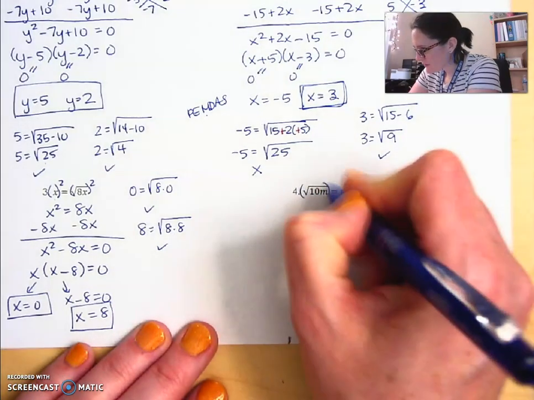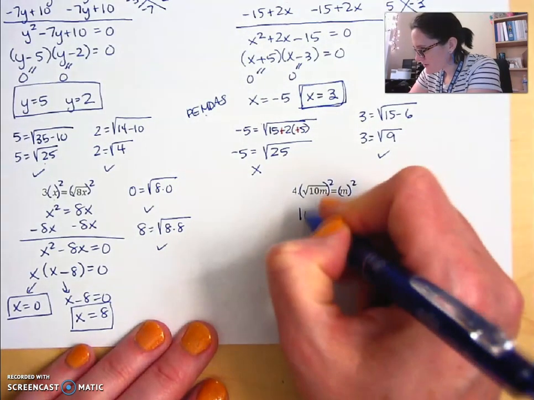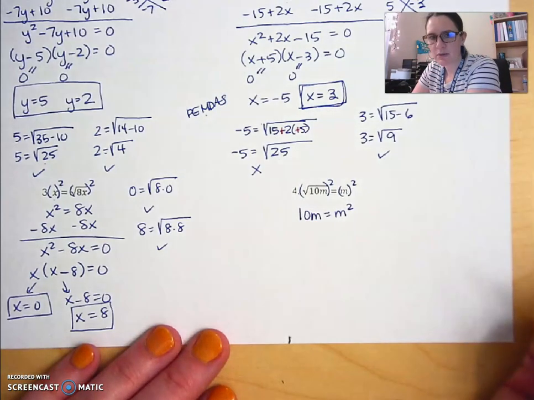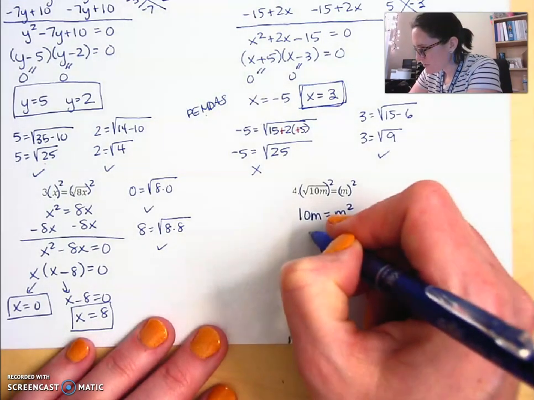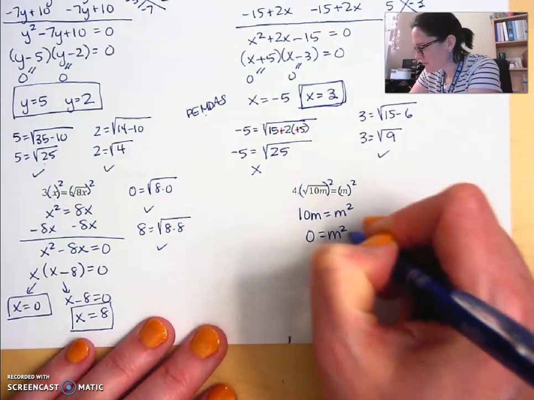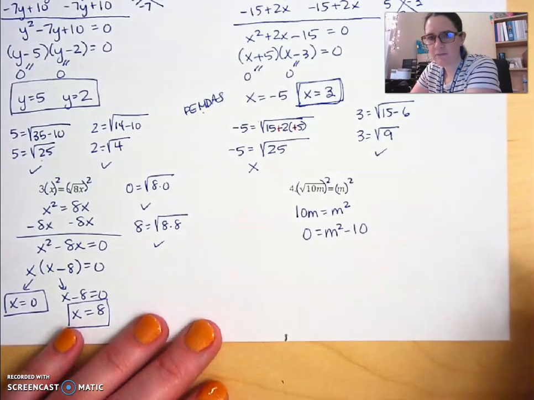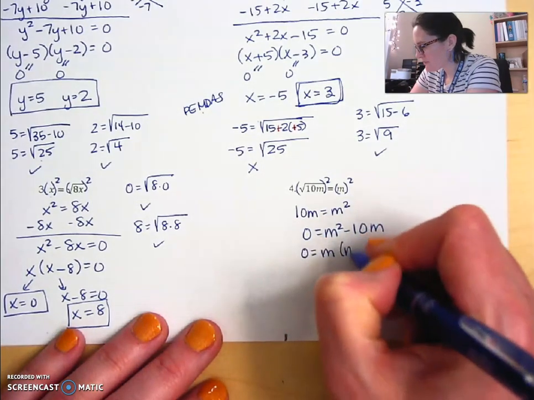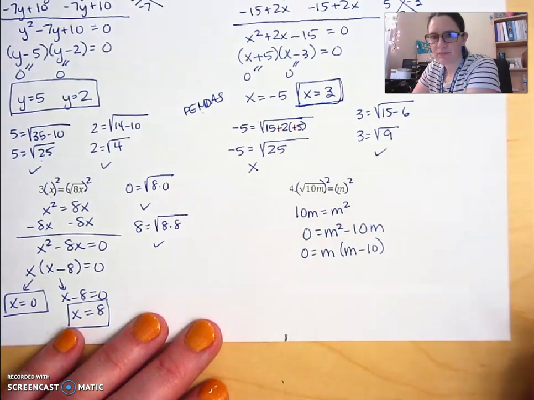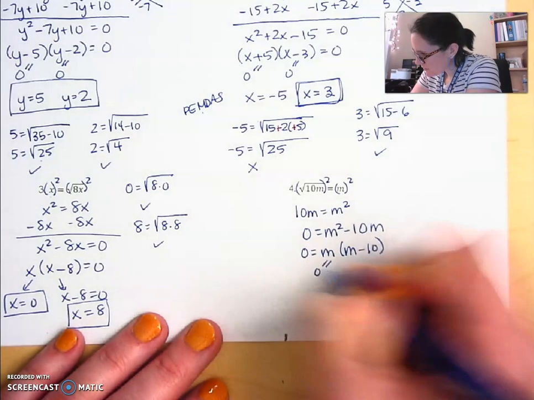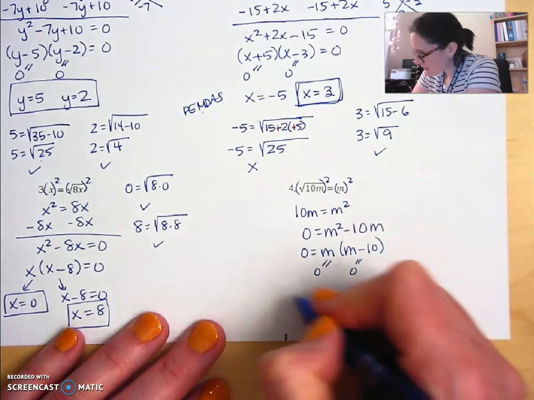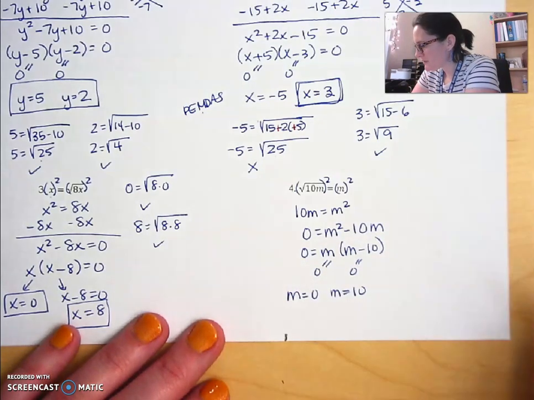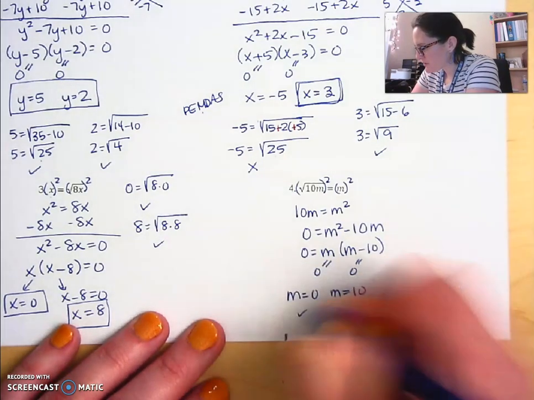All right, so I'm going to do that one a little bit faster since it's just like number 3. 10m equals m squared. Subtract 10m to both sides. M squared minus 10m. Take a GCF of m out. Set those both equal to 0. So m equals 0 and m equals 10. And both of those check out.